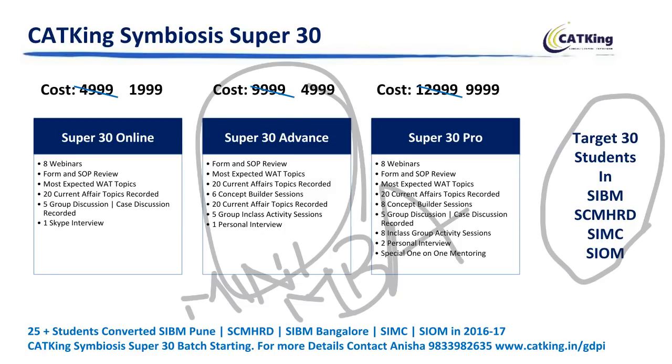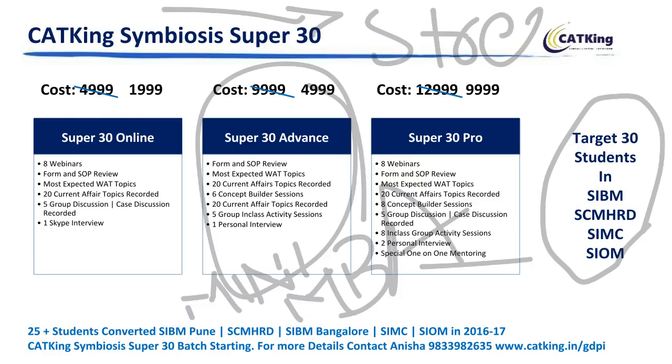In the Super 30 Pro, we will have more sessions, around 18 sessions, along with all of these activities, with a one-on-one mentor assigned to you, who will make sure you are converting your call. One thing you need to keep in mind is that Symbiosis is one of the most well-known colleges for stress interviews. They will put you in a situation, argue against whatever you are saying, and create a situation where you would want to give up.